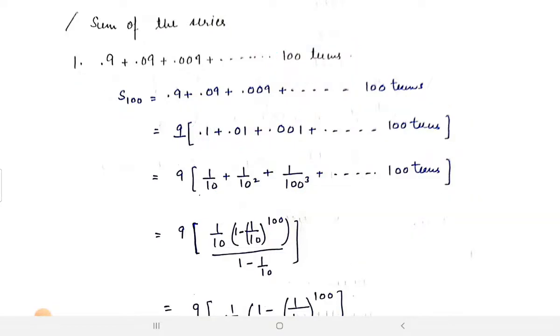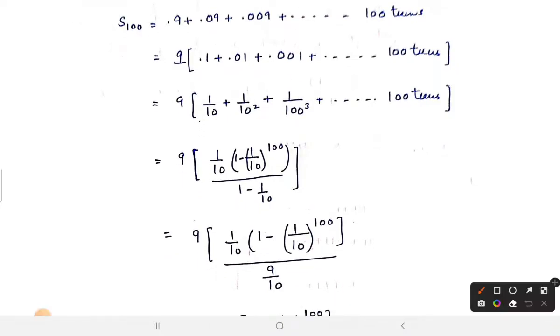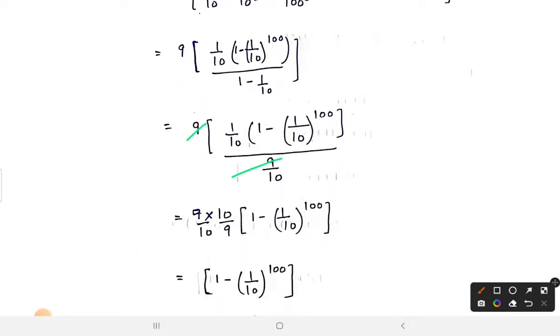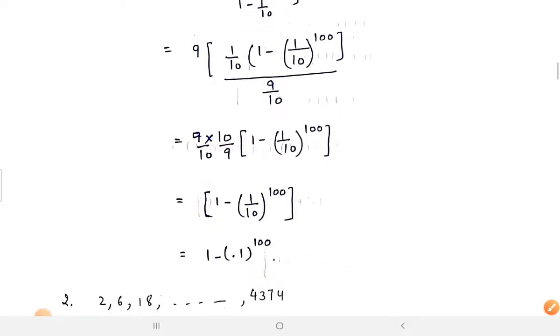So what is the sum of 100 terms of a geometric progression? It is a times 1 minus r to the power n, which is 100, upon 1 minus r, which is 1 minus 1 upon 10. So it is 9 by 10, with 1 by 10 outside, times 1 minus 1 upon 10 raised to power 100. So 9 cancels with 9 and 10 cancels with 10. So we have 1 minus 1 upon 10 to the power 100 as our answer.